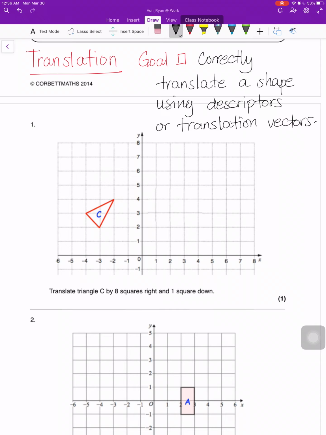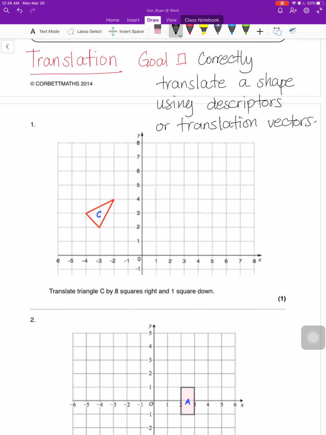I'm using a Corbett Maths 2014 paper to help me so that I have the grids and the shape pre-drawn for me. I'm going to try my best to draw this, but I can't use a ruler. In this case, I'm just going to draw it and just bear with it. It's not going to be perfectly to scale. The important thing is we're able to translate it correctly in the right direction.